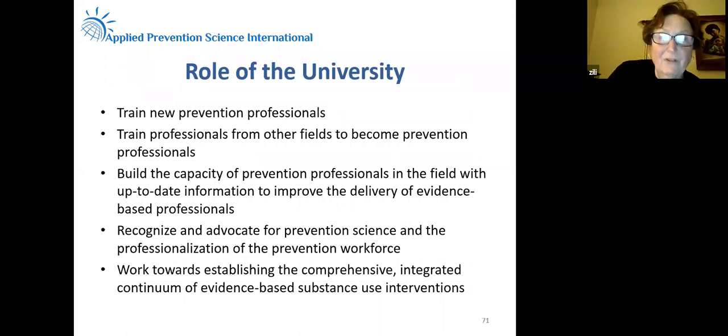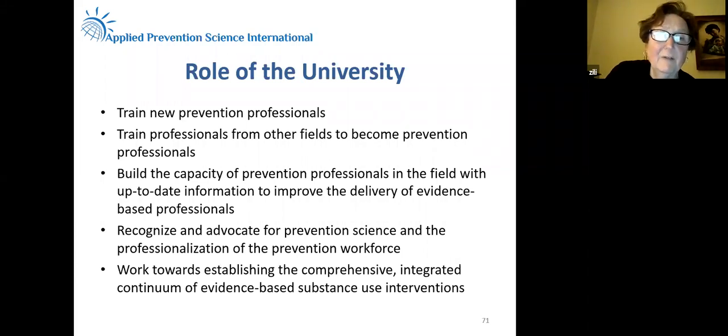So what is the role of university? I see the role of the university as training new prevention professionals, people who are coming through the degree programs, but also to reach out to professionals who are already in the field and to train them to become, if they're not in the prevention field, prevention professionals.